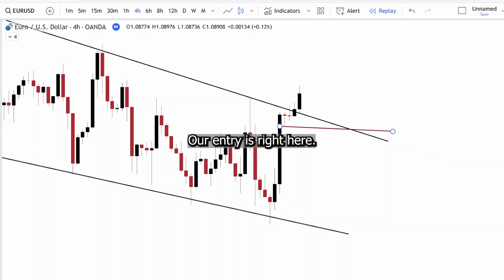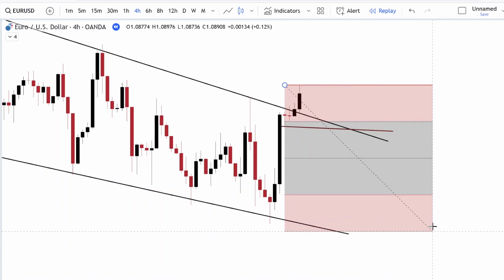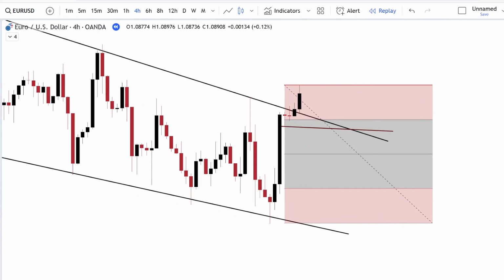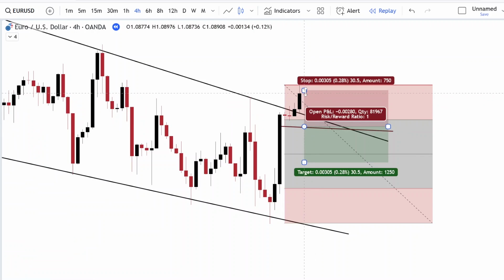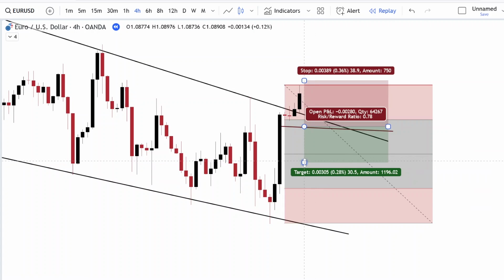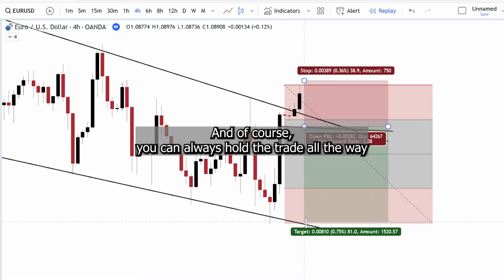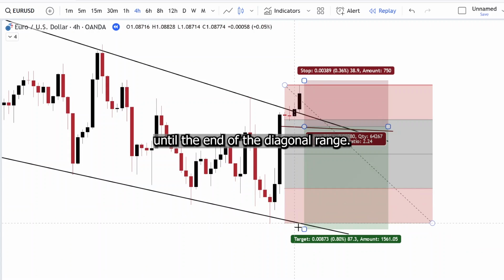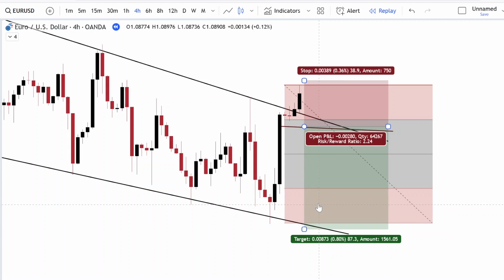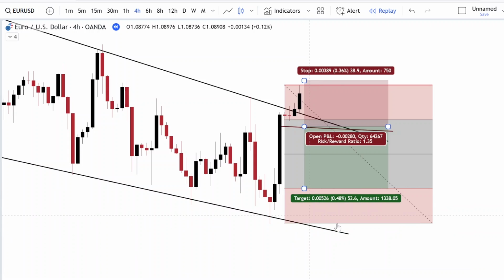Our entry is right here and our TP is right here. So your entry would be here. And your first TP would be right here. And of course, you can always hold the trade all the way until the end of the diagonal range. But our first TP would be right here.